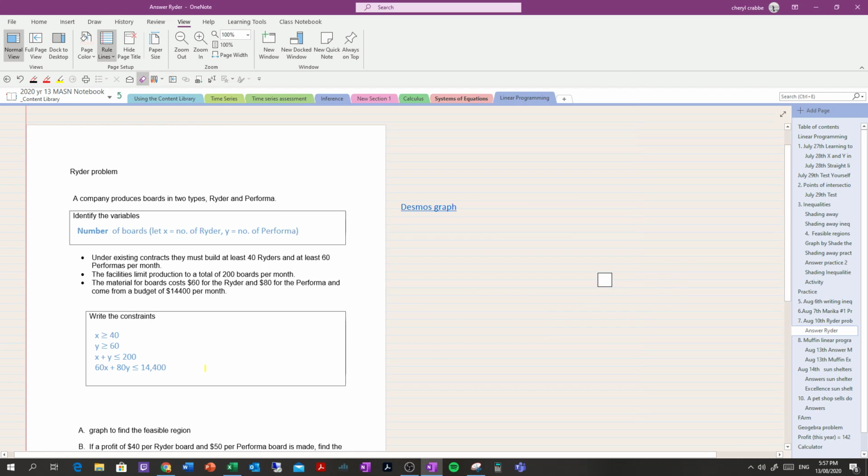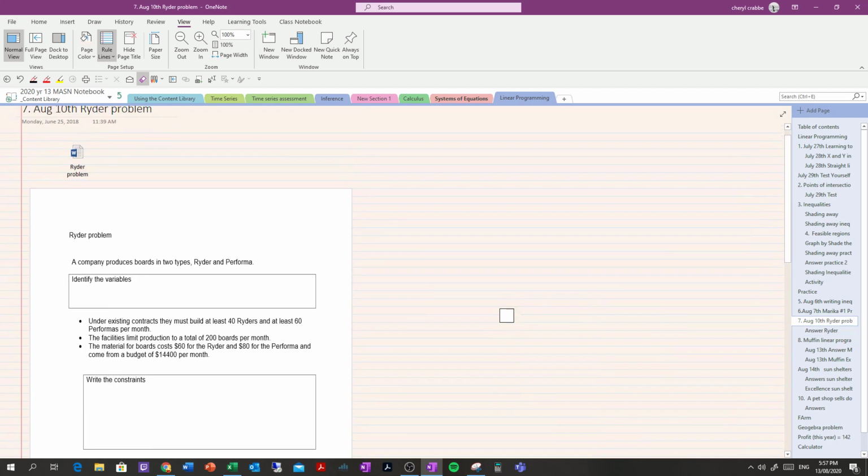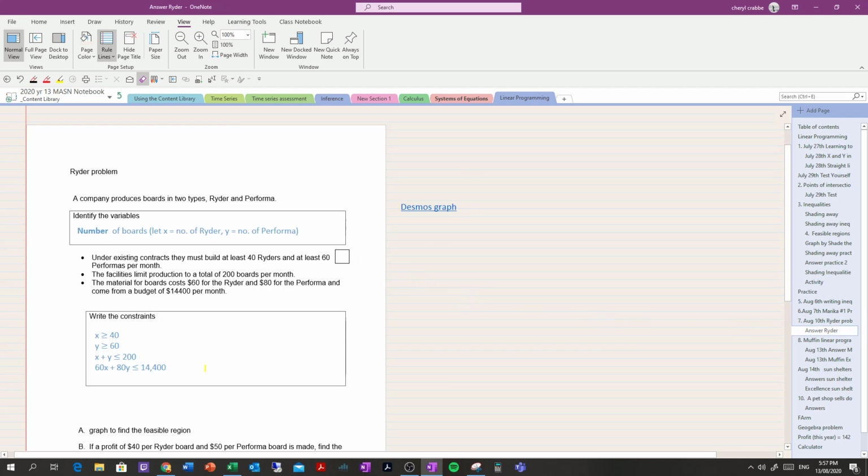Okay, I'm going to show you how to get through the rider problem to merit level. So we have a fairly small amount of context with this problem. A company produces boards in two types, rider and performa. We only have two variables here that we have to worry about, and we have to make sure that we identify what those two variables are somewhere in the assessment. So we're going to make X our number of rider boards and Y our number of performa boards.